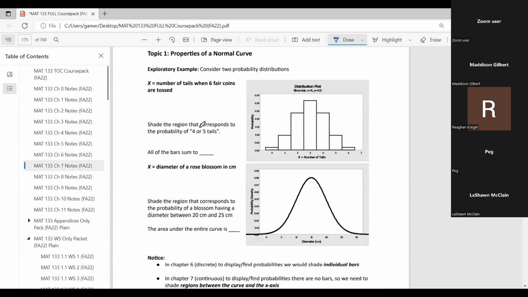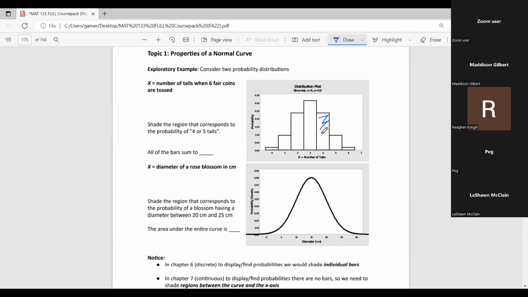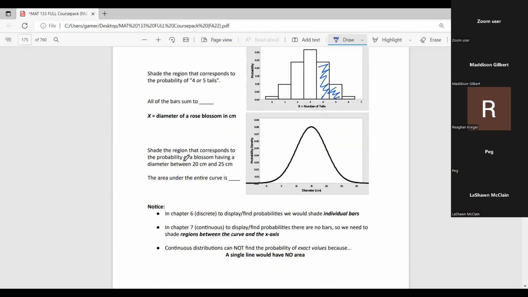Oh, wait. Shade the region that corresponds to the probability of 4 or 5 tails. And you all did this, right? And then here it says shade the region that corresponds to the probability between 20 and 25. I'm shading area, right? Yep, then it says the area under that curve. So the area under the curve is 1. All the bars sum up to 1.